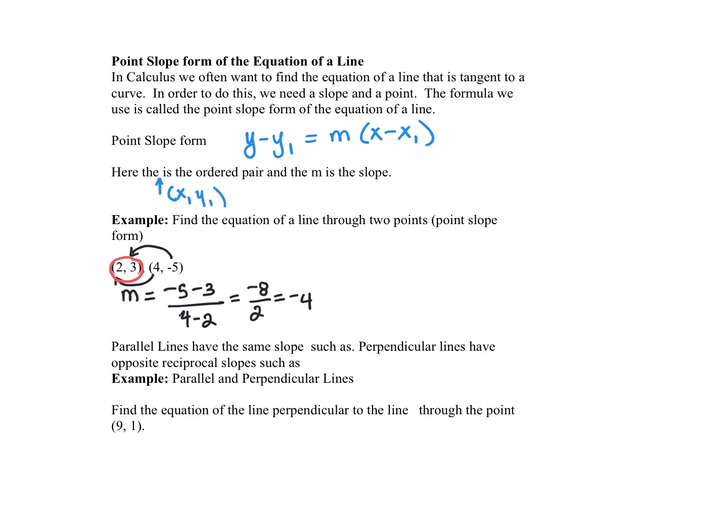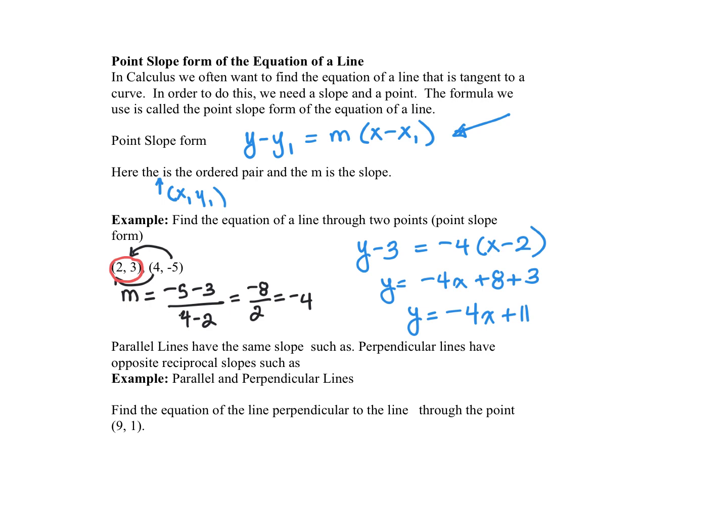And I'm going to plug it into this form of the equation. So I'm going to do y minus 3 equals -4 times x minus 2. And then I will distribute, -4x plus 8. And moving the 3 over, we have a final result of y equals -4x plus 11.